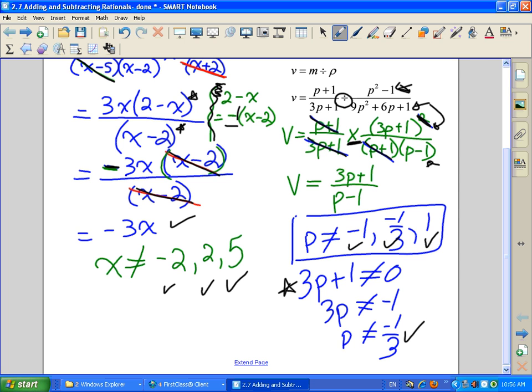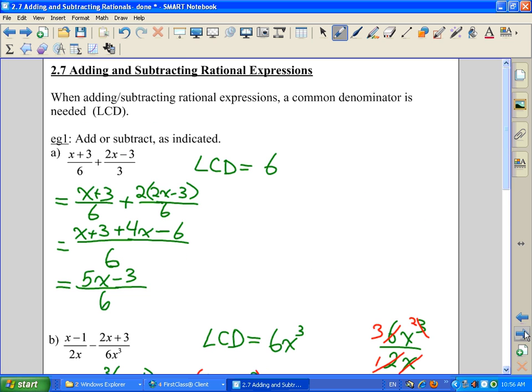All right, today's lesson, ladies and gentlemen, is on adding and subtracting rational expressions. So when adding rational expressions, just like we did with fractions, folks, we need a common denominator, and we call that the LCD. So we're going to start off with having lowest common denominators that are numerical, but eventually we are going to have our LCD be products of all factors in the denominator.